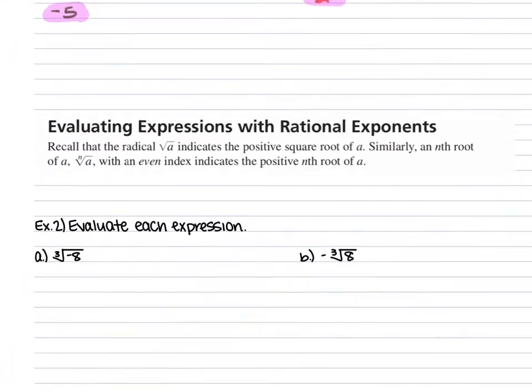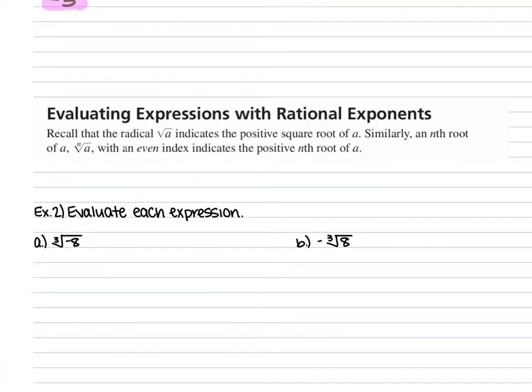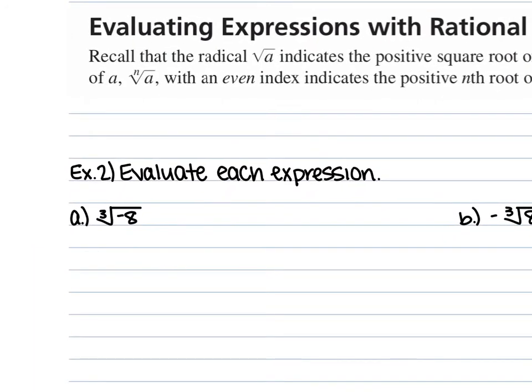If we look at example 2, we're just evaluating each of these expressions. For A, we have the cube root of negative 8. We have a negative underneath the radical. Our index is 3, which is an odd number. So I'm going to keep that negative out front and just take the cube root of 8. I need to find the prime factorization of that 8. The 8 is 2 times 4. The 4 is 2 times 2. So I can rewrite this as the opposite of the cube root of 2 times 2 times 2.